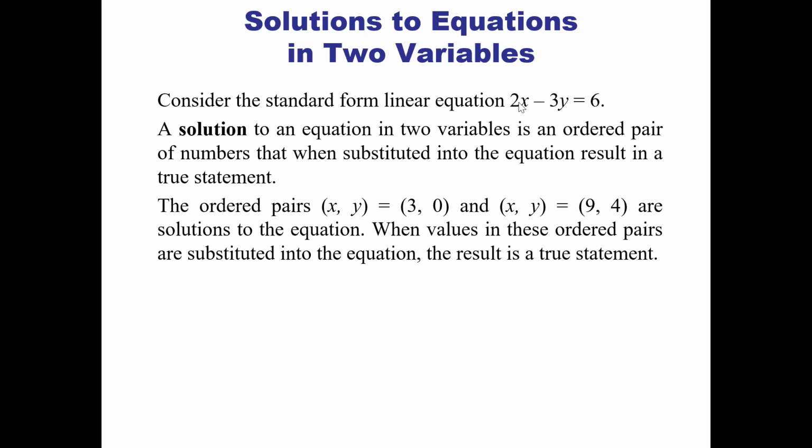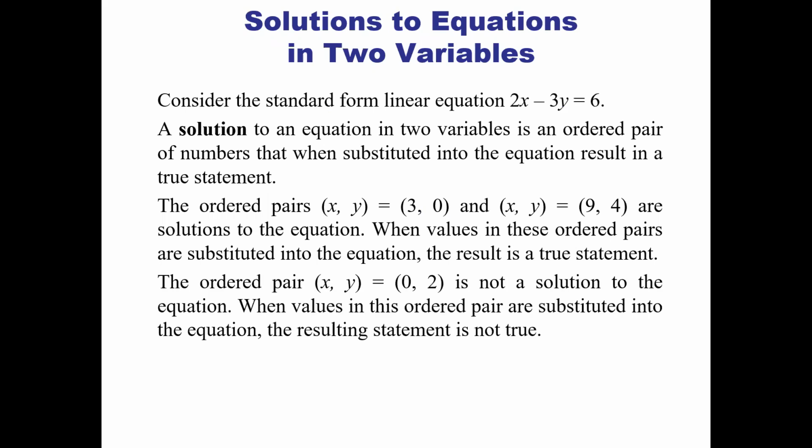Well, 2 times 9 is 18, 3 times 4 is 12, and 18 minus 12 is 6. So both of those are true statements, and so they're both solutions to that equation. Now, let's use a different one that's not a solution, 0, 2. If we plug in 0 for x, that's going to give us 0. If we plug in 2 for y, that's going to be negative 6. Well, negative 6 does not equal 6, and therefore it's not a solution to that equation because it's not a true statement.